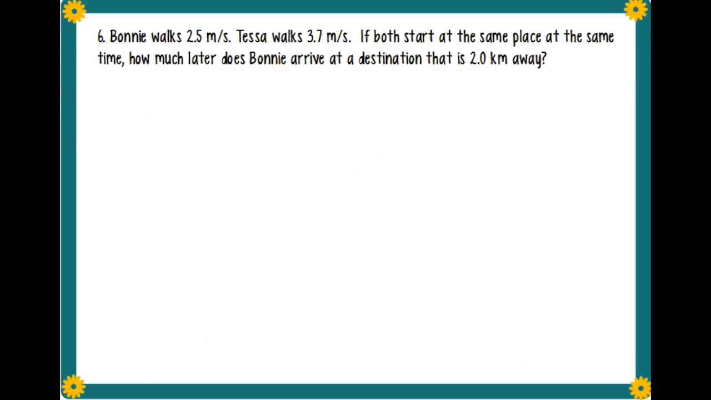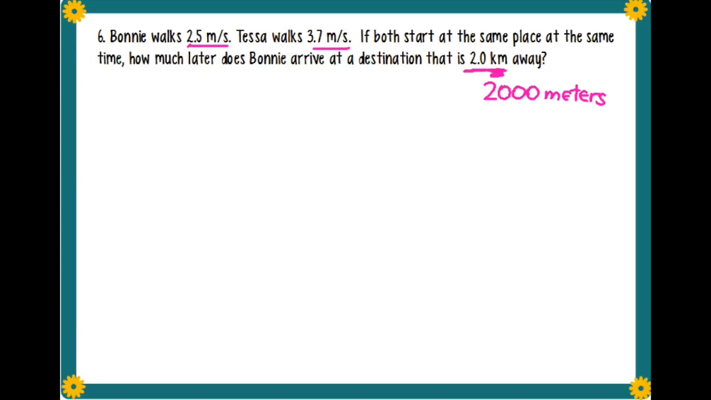Last problem. Bonnie walks 2.5 meters per second. Tessa walks 3.7. If both start at the same place at the same time, how much later does Bonnie arrive at the destination that is 2 kilometers away? So we've got a velocity for Bonnie, velocity for Tessa, and a distance. But notice they don't all agree. These are meters per second, and that's kilometers. So I'm going to have to put my kilometers in meters, because my distances have to be meters, my times have to be seconds. So 2 kilometers is 2,000 meters.